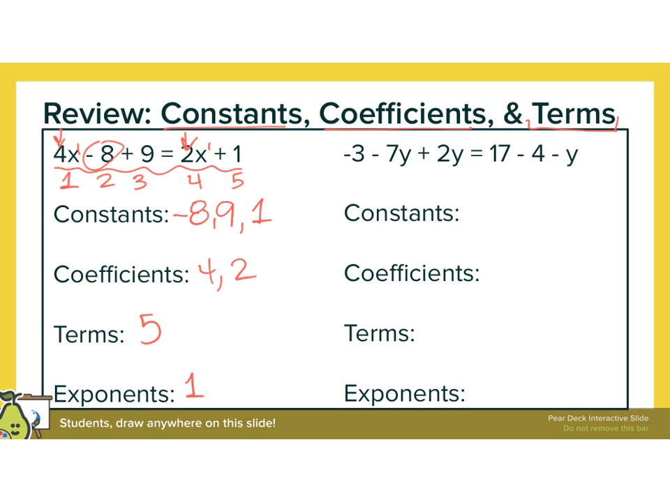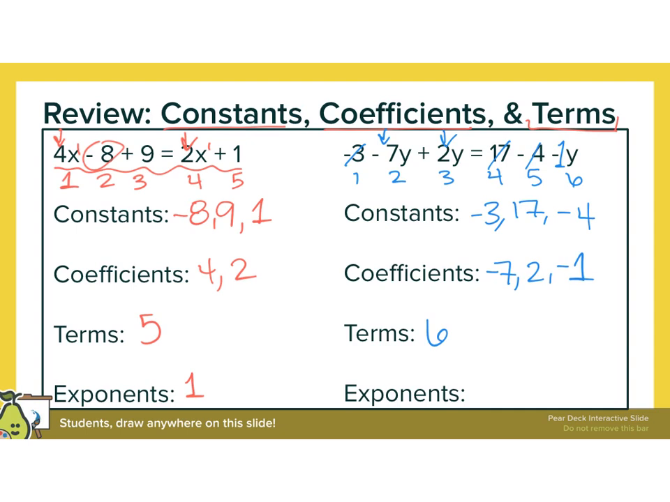So I'll do the next one in blue. What are the constants? -3 is a constant. 17 is a constant. -4. What are the coefficients? -7, 2, and that invisible -1. How many terms? 1, 2, 3, 4, 5, 6.